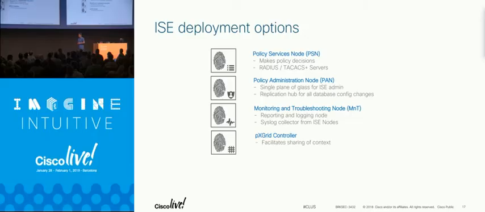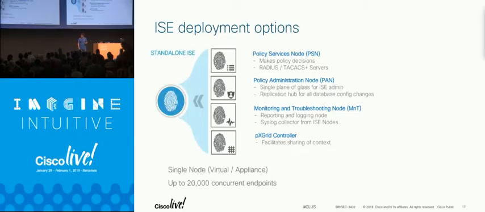The last one is pxGrid, which is about connecting ISE with other resources on the network. For example, ISE talking with StealthWatch, ISE talking with Splunk, and all these use cases that are done through pxGrid, which is the Platform Exchange Grid.